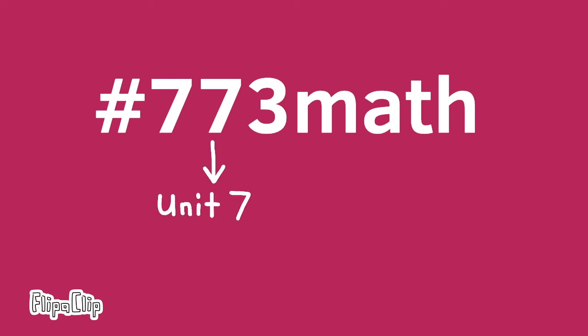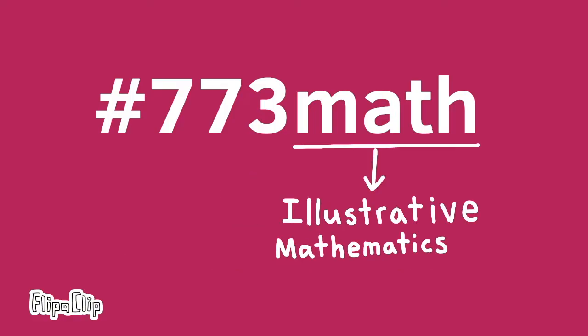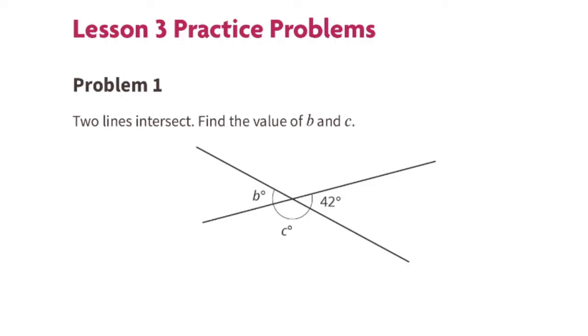7th grade, Unit 7, Lesson 3, Non-Adjacent Angles, Illustrative Mathematics. Problem number 1. Two lines intersect. Find the value of B and C.